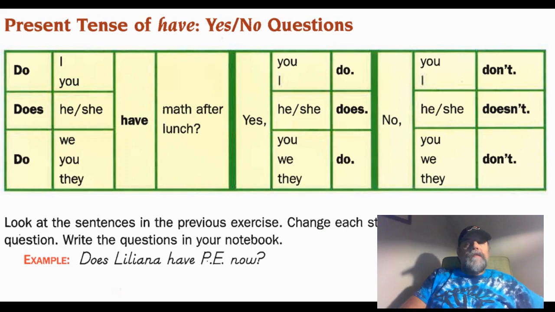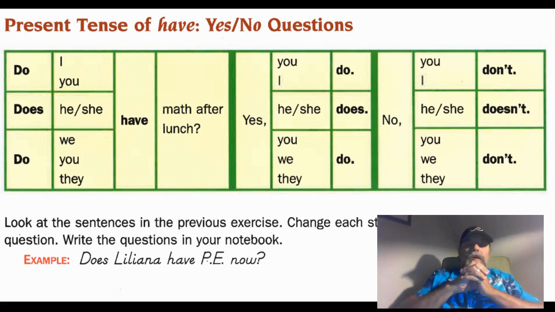And then if it's negative, it's no, you do not. And again, we can use those contractions, put them together, put the apostrophe in there, and finish it that way. No, I do not. No, you do not. No, he does not or doesn't. No, she does not or doesn't. No, we don't. No, they don't. So do not is the same as don't. Does not is the same as doesn't.